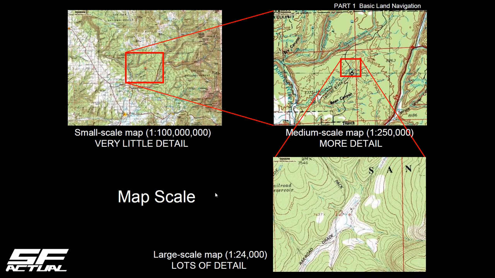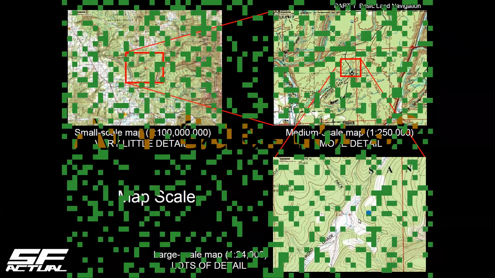Here's another example. So small scale at 1 in 100 million, a real big area, not much detail. Then they're breaking it down to medium out of that full area, and then jumping you down to a large scale of 1 in 24 thousandths, much detail. So from this little area of watching this road that's going through these waterways, you can see here the different contour lines of elevation changes. These are the types of maps that we want to use for land navigation.